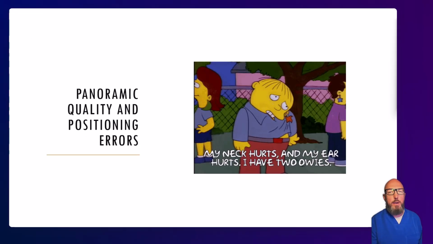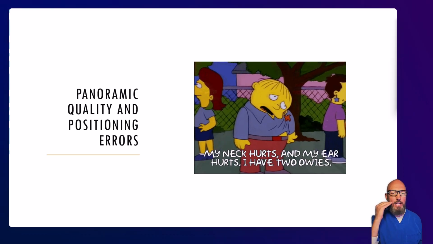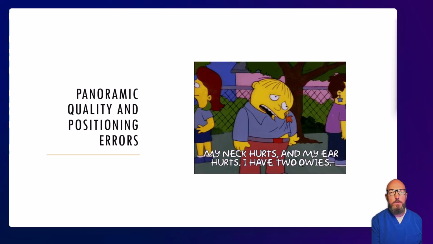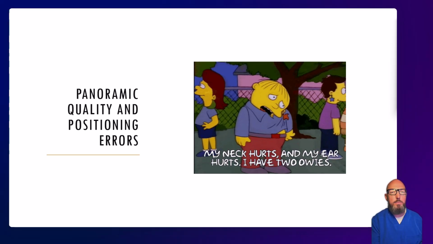All right, on to panoramic quality and positioning errors. So ideally you have your patient sitting straight up, nice and tall with a long neck. So don't make them like Ralphie here, or they're going to have neck pain, as well as give you a terrible image. There are a couple of diagnostic killing errors. The first one is if the chin is up too high, then the hard palate line superimposes the maxillary roots. And you don't want that, because then you can't diagnose the maxillary teeth.